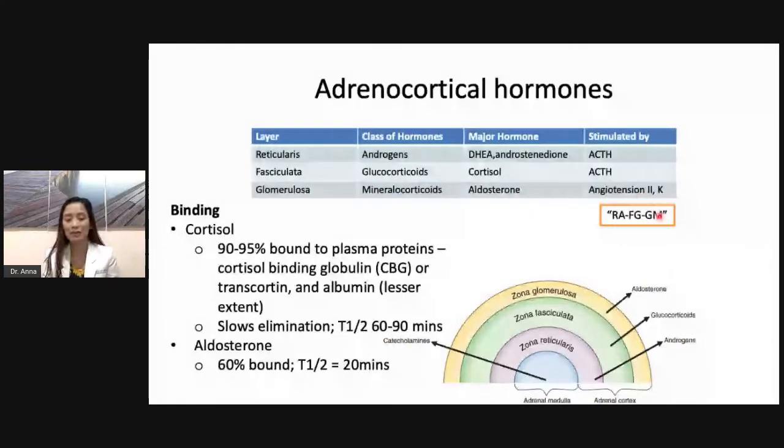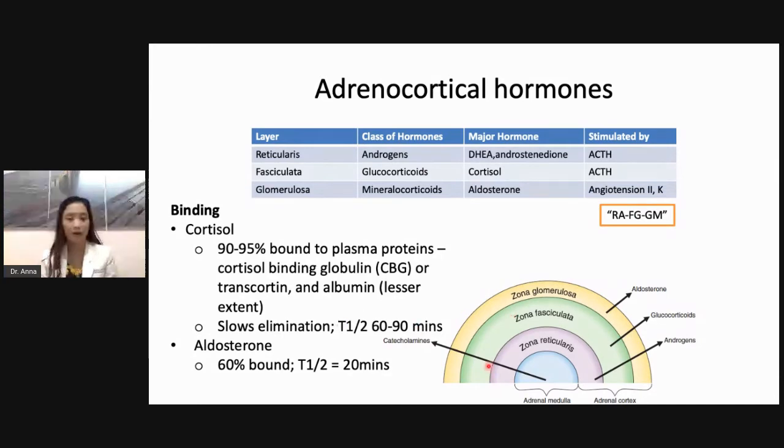To help you remember, I don't have a fancy mnemonic for this, but this is the mnemonic that I've memorized since I was in first year med school, and even during my fellowship and my endocrine board exam, this is what I still use up to now. I just remember RAFGGM: reticularis, androgens, fasciculata, glucocorticoids, glomerulosa, mineralocorticoids.